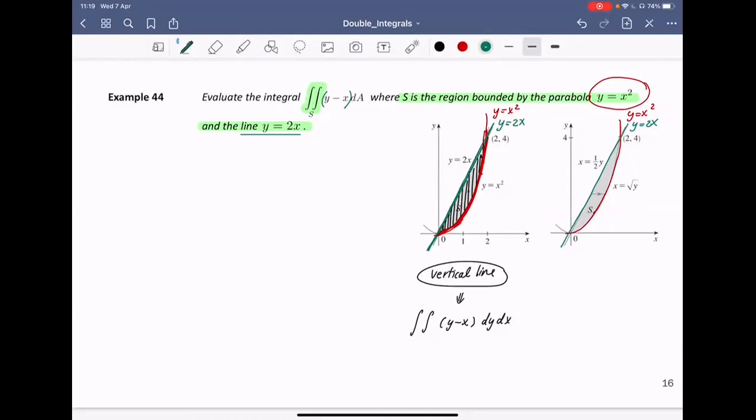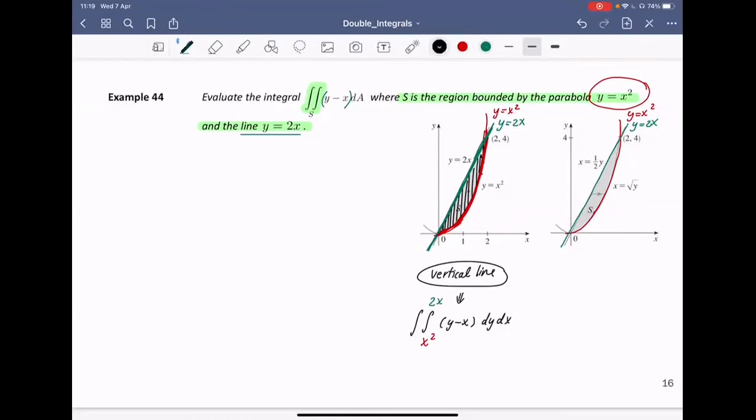The bottom curve is going to be y equals x squared. The top curve is going to be 2x. So that means you integrate from y equals x squared to y equals 2x.